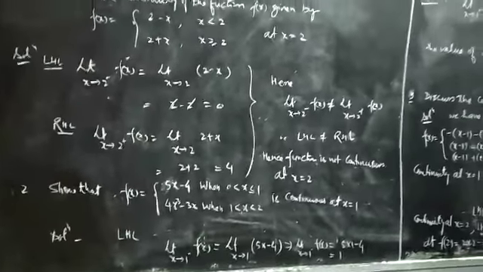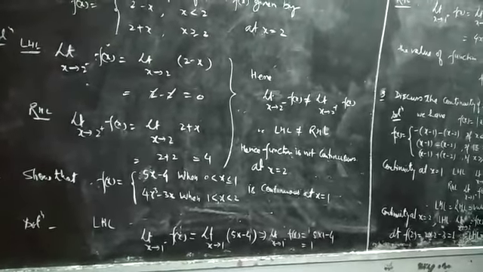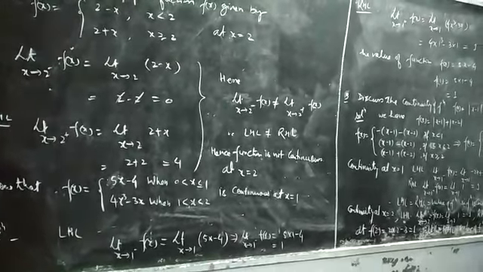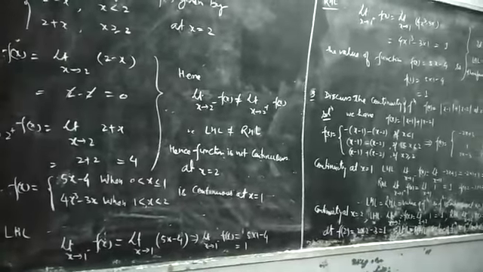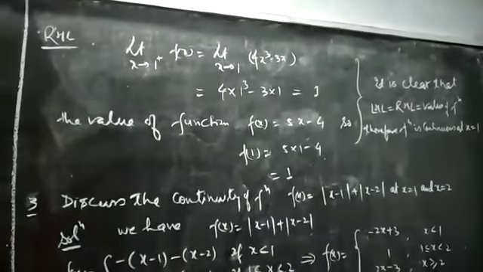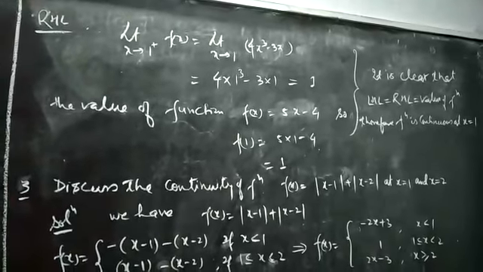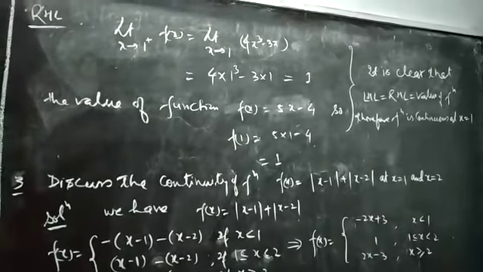See the solution. LHL, limit x tends to 1 negative of f(x) is equal to limit x tends to 1 of 5x - 4. So limit x tends to 1 negative of f(x) is equal to 5 multiplied by 1 - 4, which is equal to 1. RHL, limit x tends to 1 positive of f(x) is equal to limit x tends to 1 of 4x cube - 3x. So 4 into 1 cube - 3 into 1, that is equal to 1.